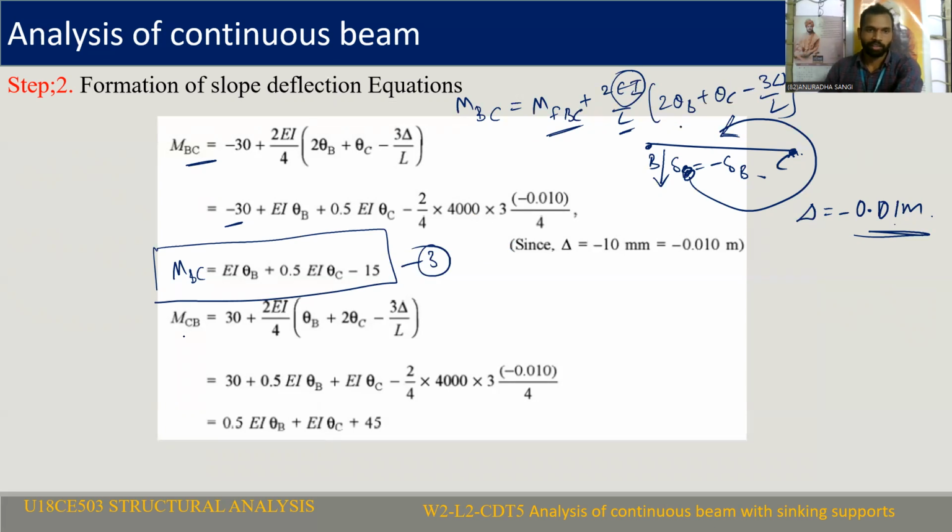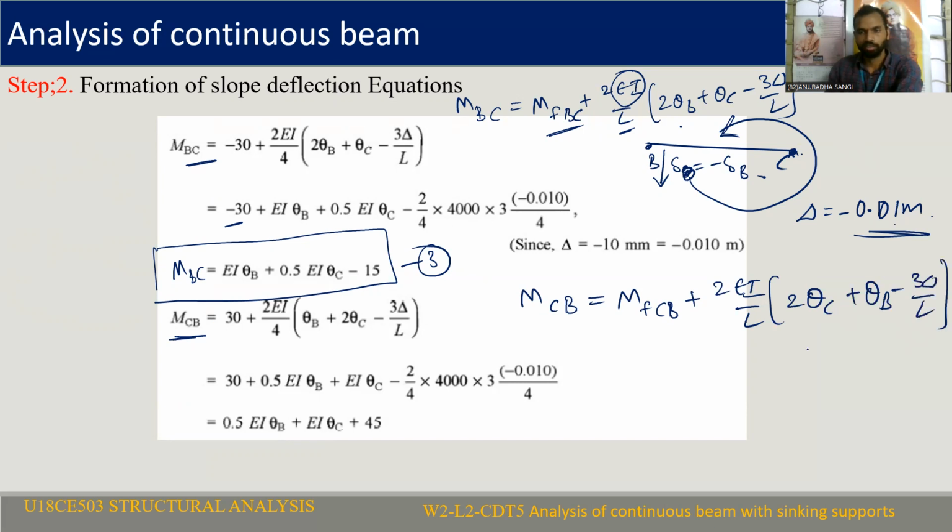Similarly, you calculate MCB. The slope deflection equation for MCB is equal to MFCB plus 2EI by L into 2 theta C plus theta B minus 3 delta. The same thing. Delta will be equal to minus 0.01 meters, because with respect to the right support, the left support is settling down, which is producing a negative effect. That's why it is negative. Anti-clockwise means negative. Delta is equal to minus 0.01 meters.